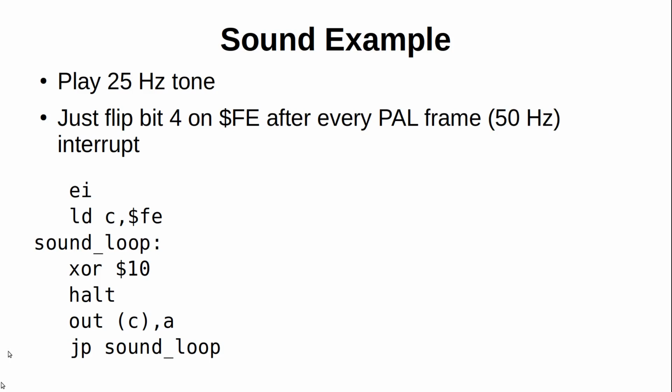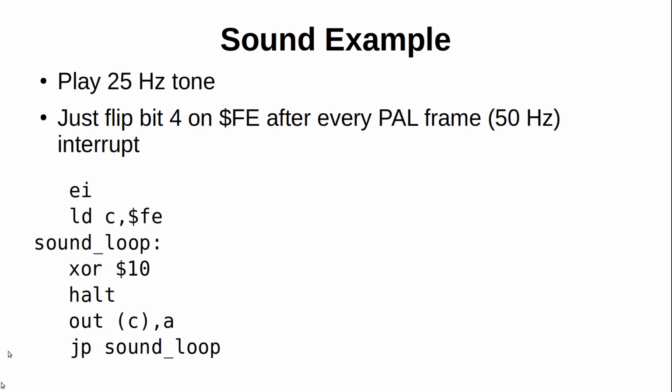So let's do just that. Play a 25 Hz tone by changing the beeper state every interrupt. This means it will be high for one PAL frame, low for the next, and keep repeating to keep the tone going at a consistent 25 Hz.